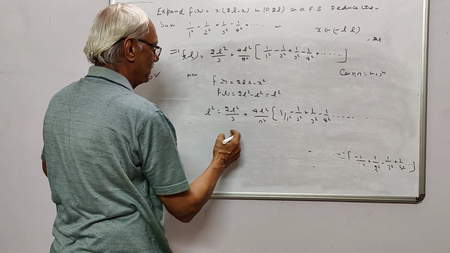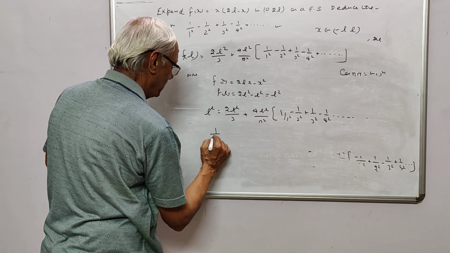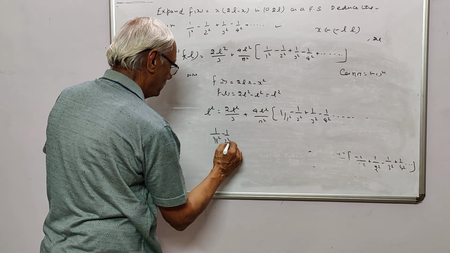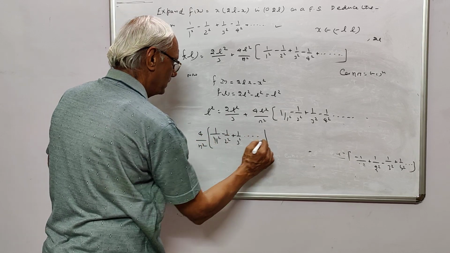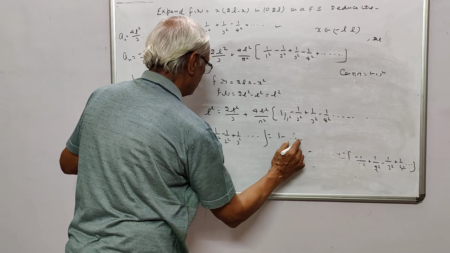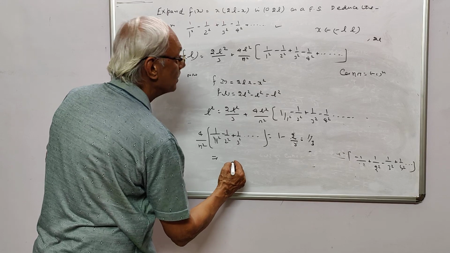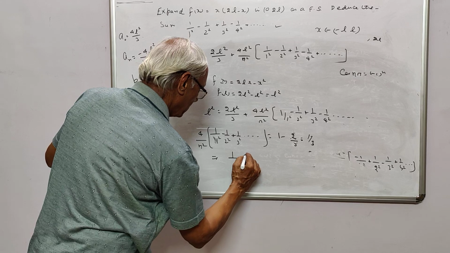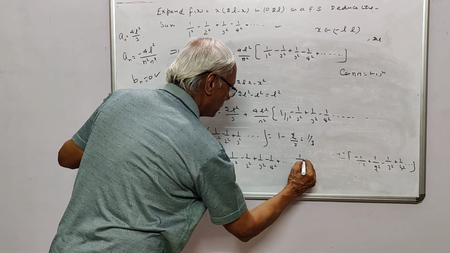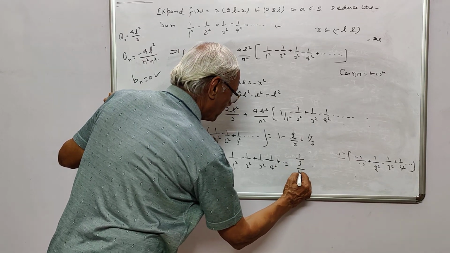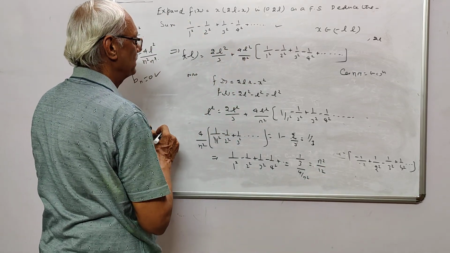Take everything to the left hand side. So you will get, this pi squared you can cancel throughout, L squared. So you will get 1 by 1 squared minus 1 by 2 squared plus 1 by 3 squared dot dot dot, and this is 4 by pi squared, is equal to 1 minus 2 by 3, that is equal to 1 by 3. So this implies 1 by 1 squared minus 1 by 2 squared plus 1 by 3 squared minus 1 by 4 squared plus dot dot dot is equal to 1 by 3 divided by 4 by pi squared, that is equal to pi squared by 12.